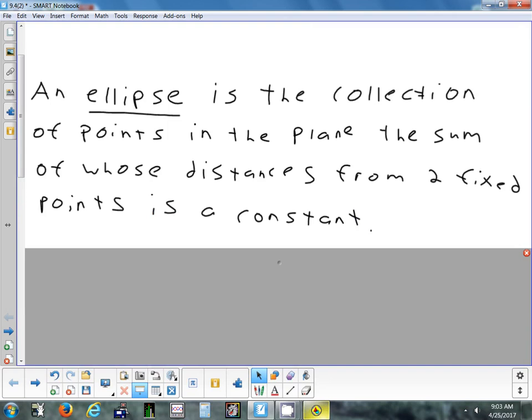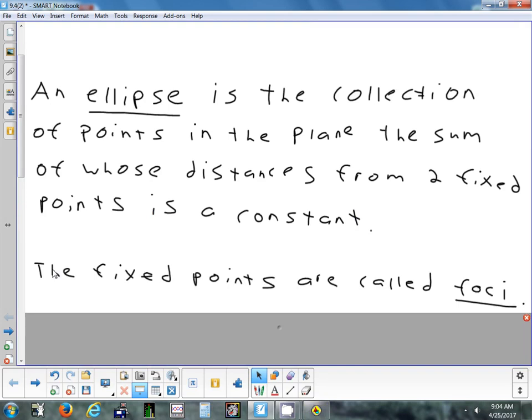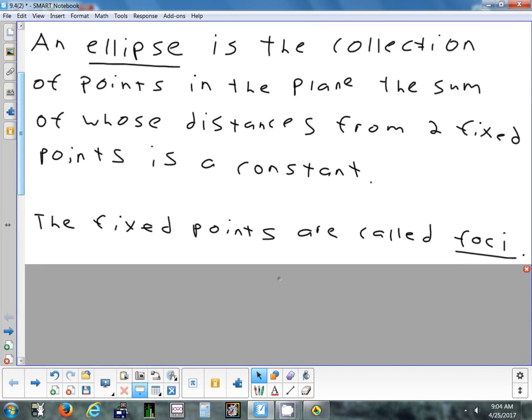So you're adding the distances to two fixed points, and it always comes out the same. Does anyone have a guess what those two fixed points are called? It's a term that we saw yesterday. Yeah, we have a focus on the left and a focus on the right. So the plural of those is the foci. So an ellipse has two. It has two foci.